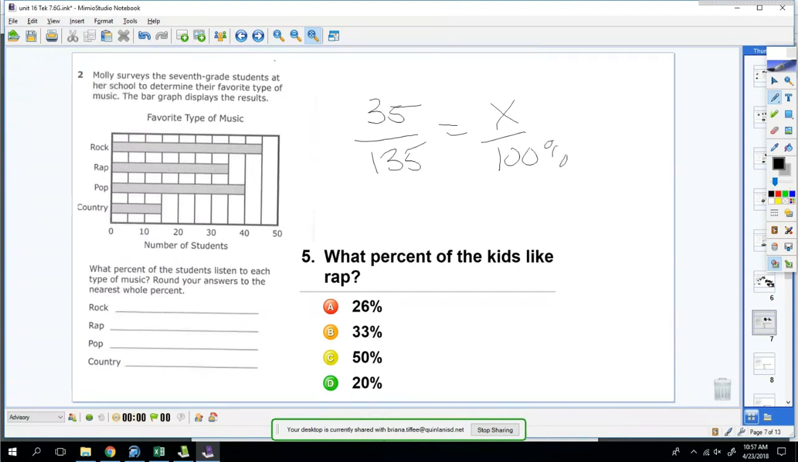So now all you do is cross multiply. You get 135x is equal to 3,500. Then you divide by 135, and you get x is equal to 25.9, which rounds up to 26.